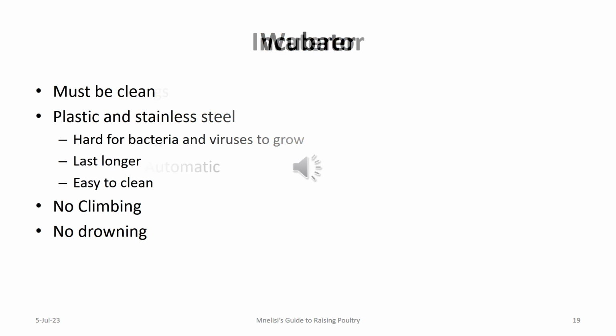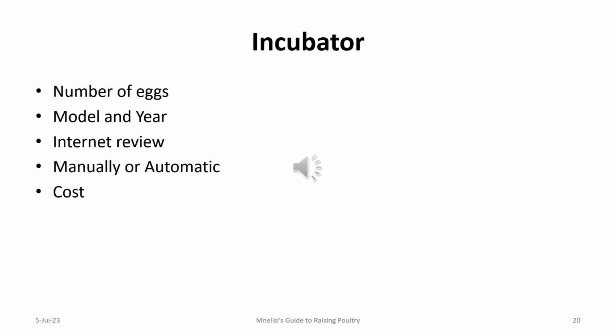An incubator. This is a magic machine where you put eggs and the chicks come out, just like that. Before buying an incubator, you need to check the following. The number of eggs. How many eggs do you need to put in your incubator? Model and year. I recommend that you buy the latest incubators as the old ones might not produce a higher rate. Companies will learn from mistakes from their past products and improve every day.